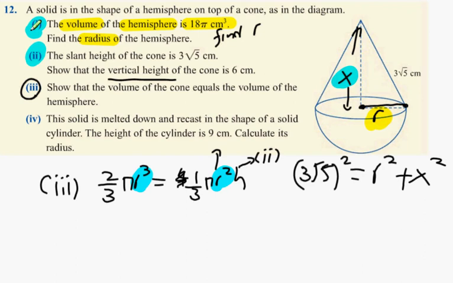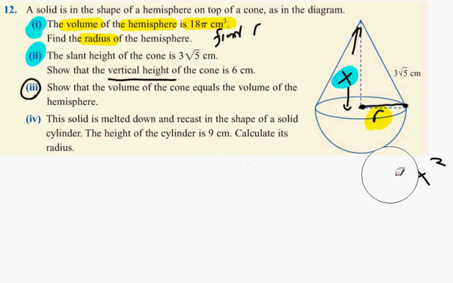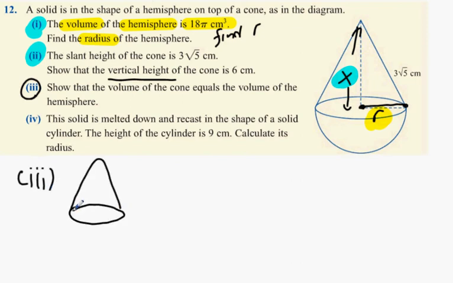This solid is melted down and recast into the shape of a solid cylinder. The height of the cylinder is 9. Calculate its radius. So for part 4 guys, and please keep making notes here. In part 4, you're going to use information from part 3. In part 3, you found out what the small cone was. You also found out what the area of the hemisphere was.